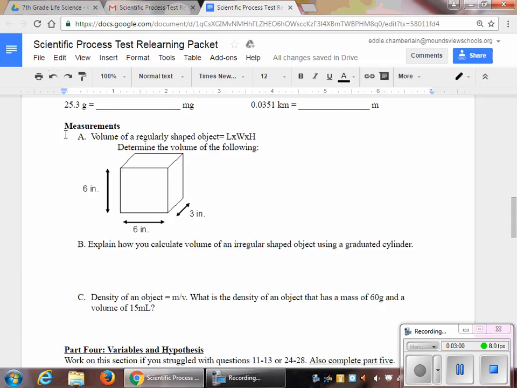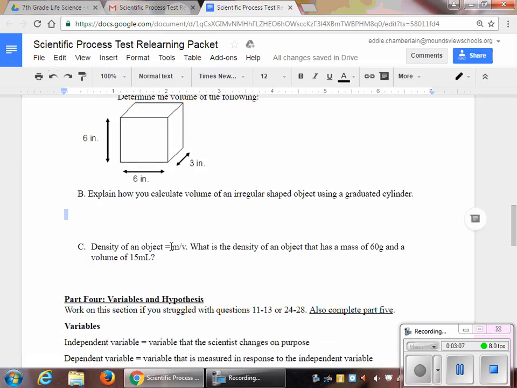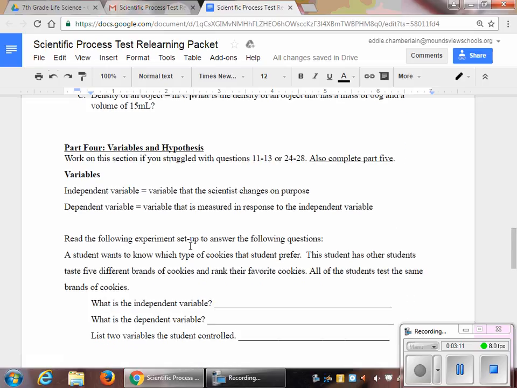On top of that, we also have volume. Volume is just length times width times height, and density is mass divided by volume. I'm going to go on to part four.